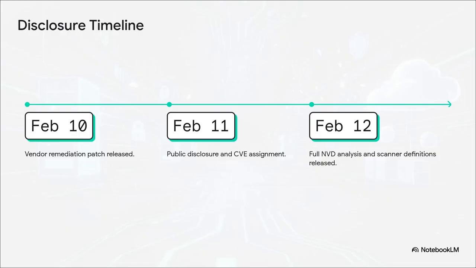And just observe this disclosure timeline. The vendor patch was released on February 10th. The very next day, the CVE was made public. By February 12th, scanner definitions were already getting pushed out. This compressed timeline just shows you the speed of modern vulnerability disclosure. The window for defenders to act between a patch being available and widespread adversary knowledge, well, it's shrinking. You must operate with urgency.